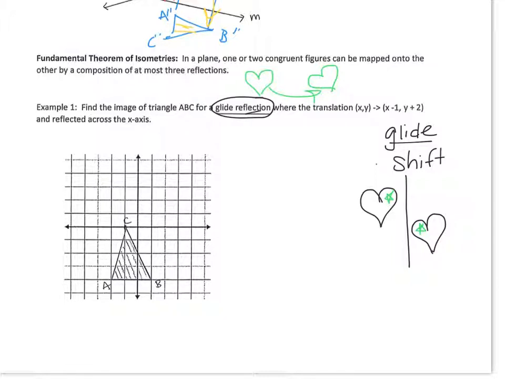So what I'm going to do is translate this, ABC, x minus 1, y plus 2. So I'm going to go over left 1, and up 2. So this would be B prime. This would be C prime. And this would be A prime. So I'm going to draw this out, but then I'm going to reflect it across the x-axis.